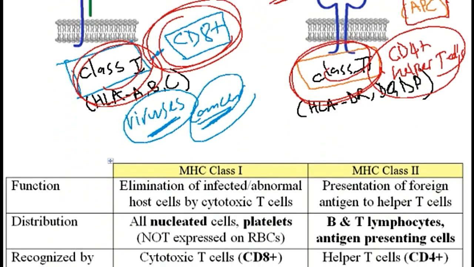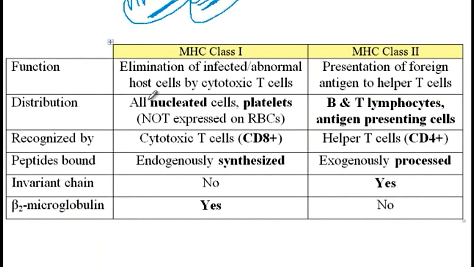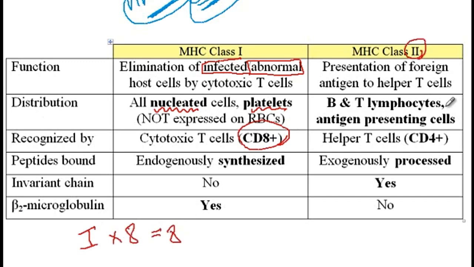Now let's go through this table and reiterate what I just explained here. So function of MHC class 1 is to eliminate the infected or abnormal cells. So infected cells are like viruses, and abnormal cells are like cancer cells. It's being expressed on all nucleated cells as well as platelets, and it's being recognized by CD8 positive T cells. And the mnemonic that you can always remember, class 1 is associated with CD8 positive, is that 1 times 8 equals 8. Versus the other one, class 2, which is associated with CD4, is that 2 times 4 is equal 8.